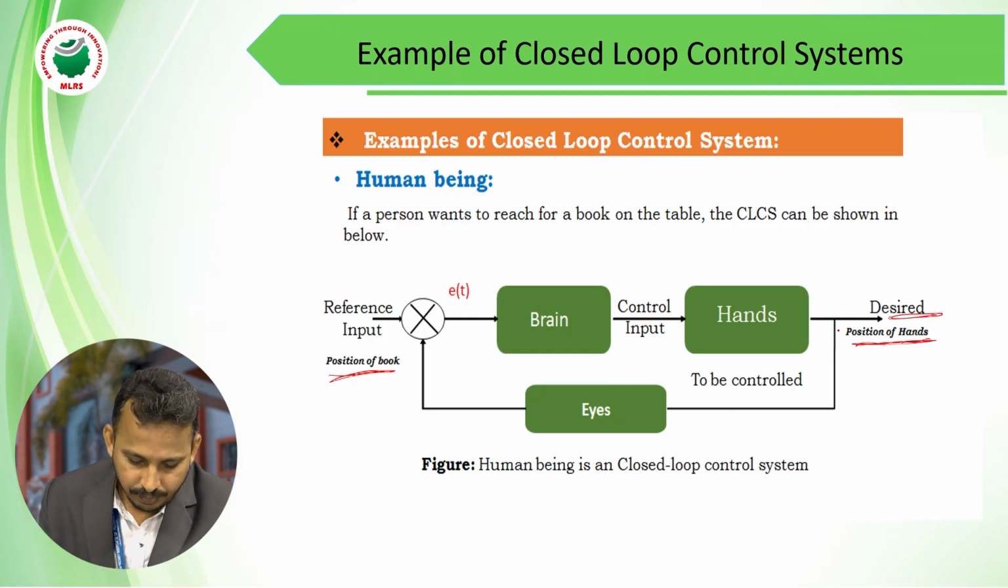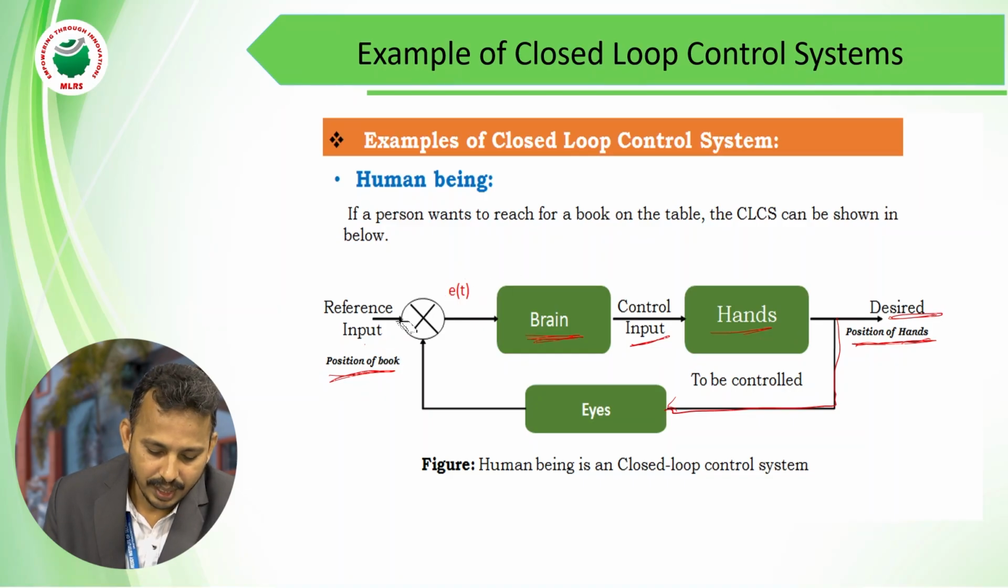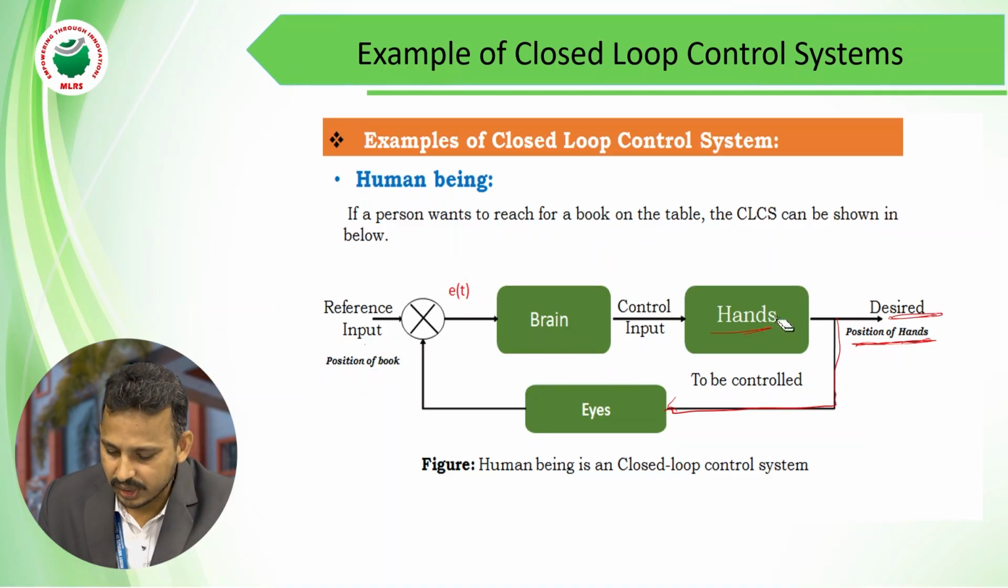But I am unable to take it. So the eyes are seeing the book on the table, and that signal is compared with the reference input, and the error signal will be generated, and this will be analyzed by the brain, and the brain will take the necessary action and give a controlled input to the hands. Then the hands will try to hold it. So this is one more example of a closed loop control system.